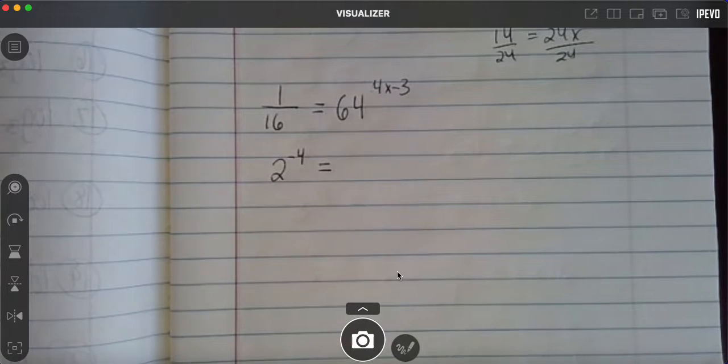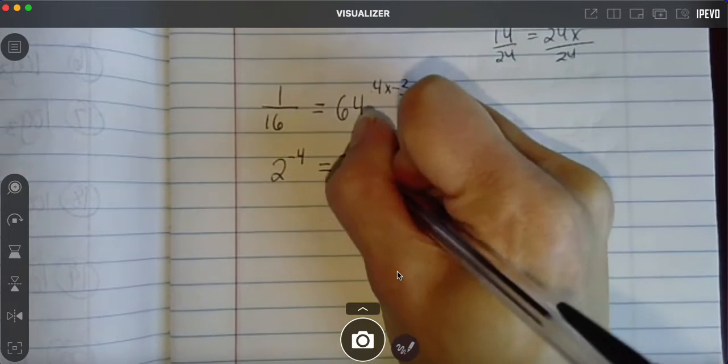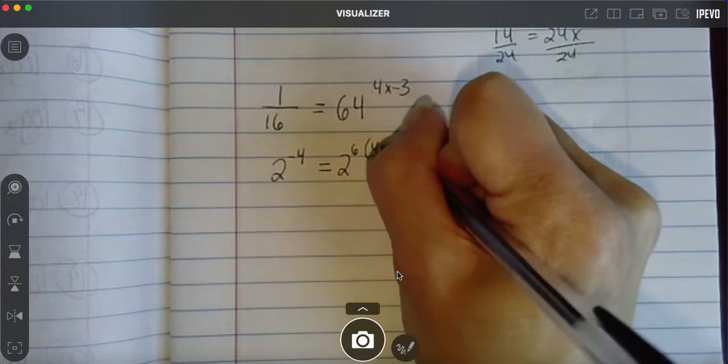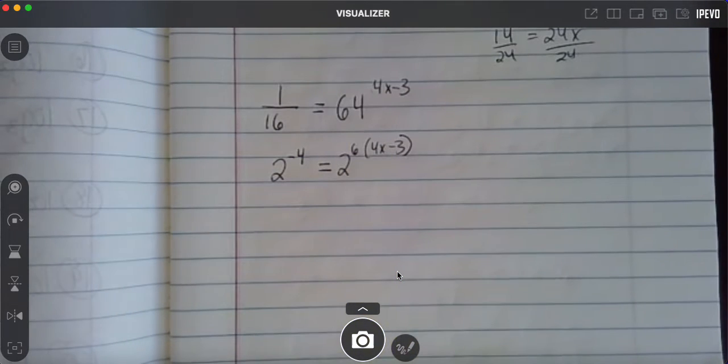Yeah. Then our other one, we want it base 2 as well. 2 to what power is 64? I just used 2 times 2 times 2 times 2 times 2 times 2. Yeah, it's 2 to the 6. So I'm going to replace that with a 6. And notice I still have 4x minus 3. Does everybody see that? I just replaced those two numbers with the base.